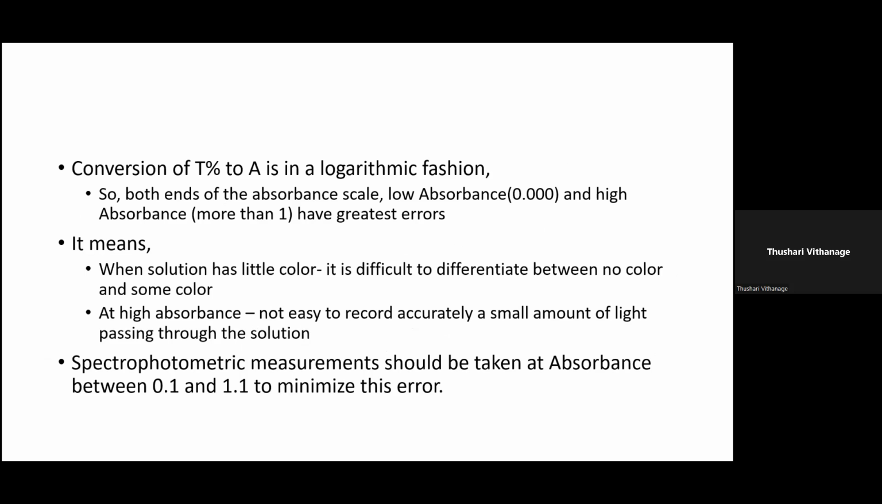So at both ends of the absorbance scale, which means low absorbance, near 0, and high absorbance, when absorbance is more than 1, there are the greatest errors. It means when a solution contains little color, it is difficult to differentiate between no color and some color. At high absorbance, it's not easy to record accurately a small amount of light passing through the solution. So spectrophotometric measurement should be taken at absorbance between 0.1 and 1.1 to minimize this error.